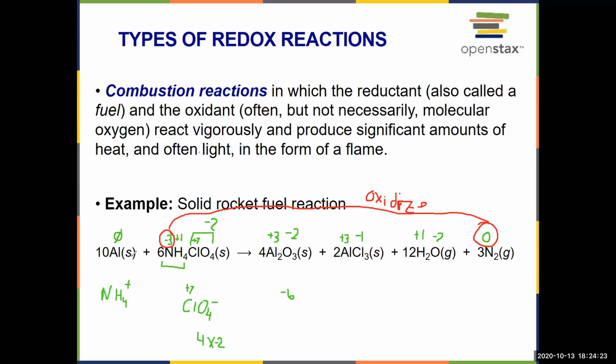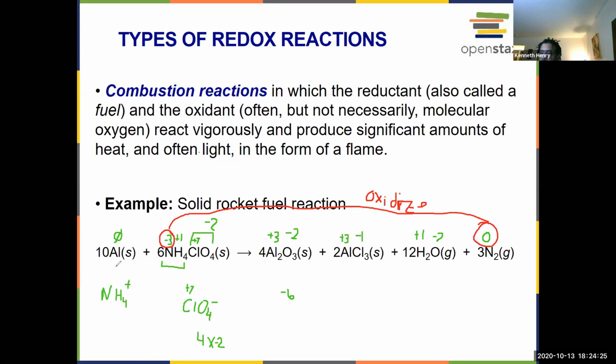Okay, so we have aluminum. Let's use a different color. Aluminum is going from 0 to a +3. Oxidized.